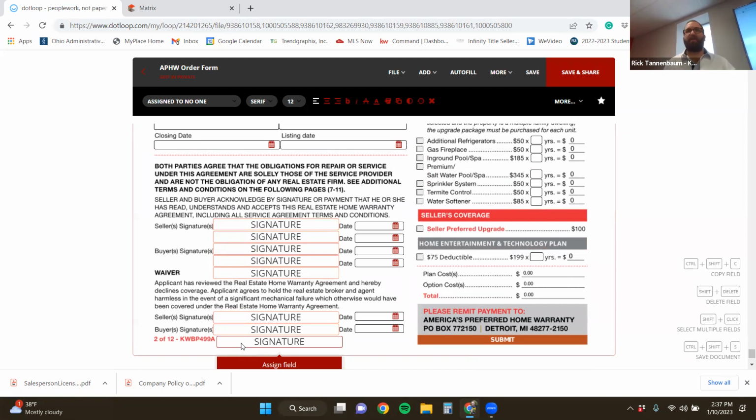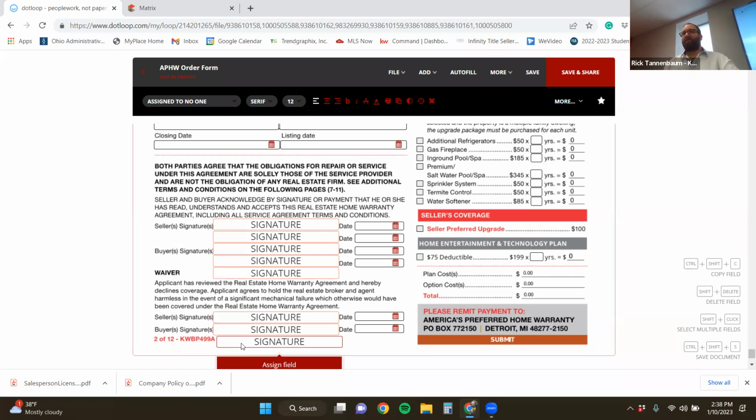The reason being is that if there's ever a claim about the transaction, America's Preferred Home Warranty will help us with our legal expenses, defending you and the brokerage on that transaction, as long as this was put in front of them. So that means even if they didn't take the America's Preferred warranty, as long as we can show America's Preferred that we gave this option to our client, then they're going to help us. I think it's $10,000. Don't quote me on that dollar amount, but they're going to help us with that defense. So that's why this form is required.